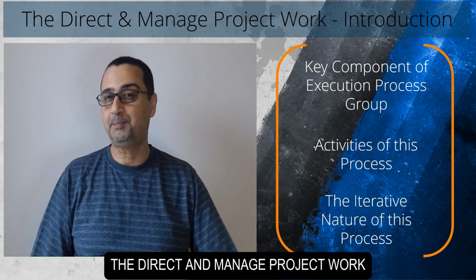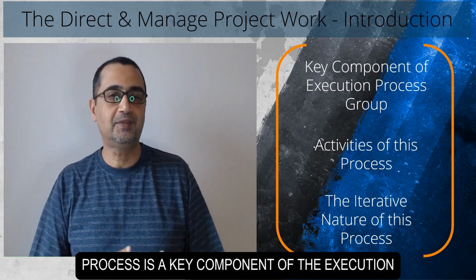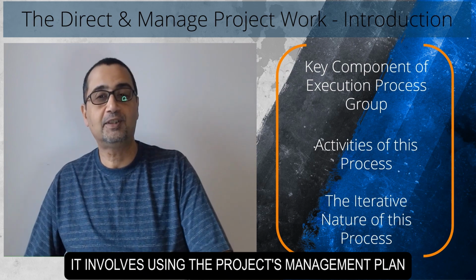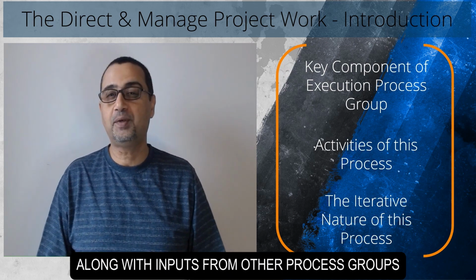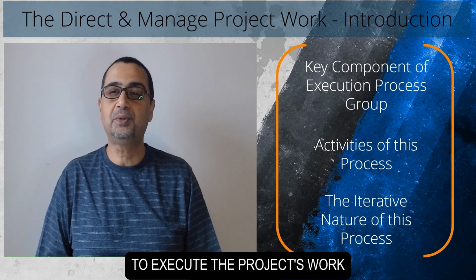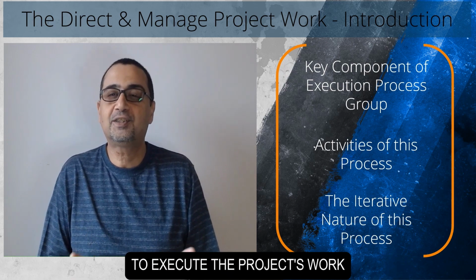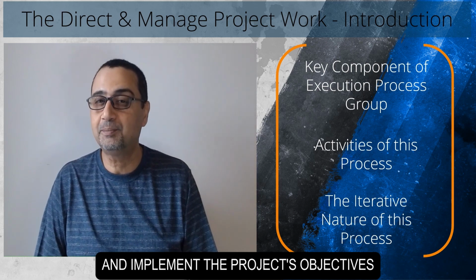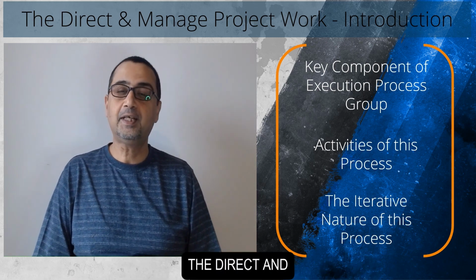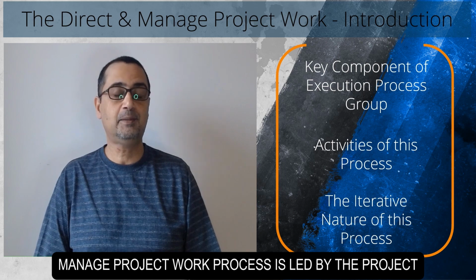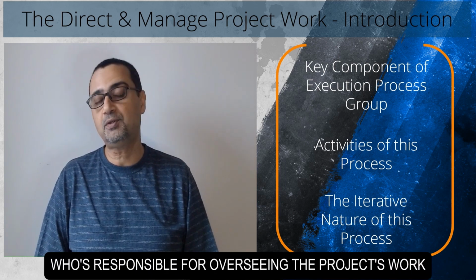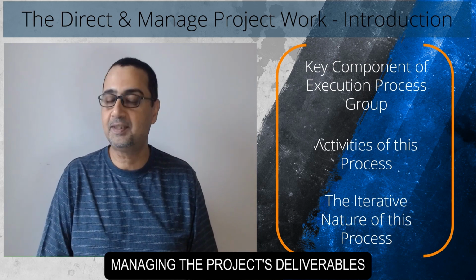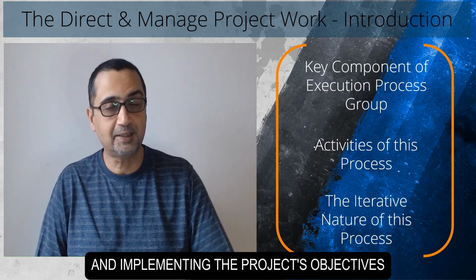The direct and manage project work process is a key component of the execution process group in PMBOK. It involves using the project's management plan along with inputs from other process groups to execute the project's work, manage the project's deliverables, and implement the project's objectives. The process is led by the project manager, who is responsible for overseeing the project's work, managing the project's deliverables, and implementing the project's objectives.